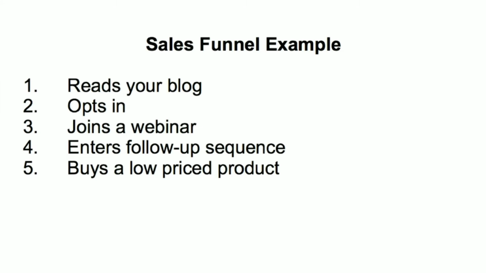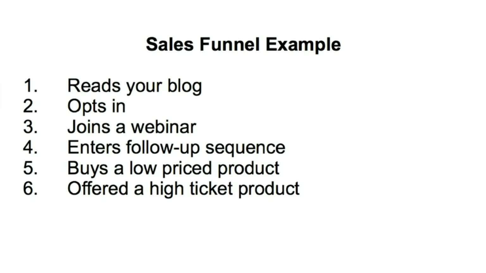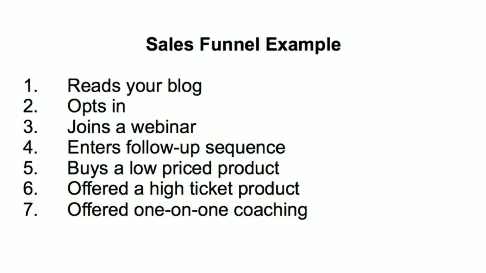Next, your customer could buy a low-priced product of yours, and this will introduce them and qualify them as a paying customer. Once they're qualified as a paying customer, you could offer them a higher ticket product. This could range anywhere from $500 all the way up to $20,000, $30,000. The end of your funnel could be one-on-one coaching. Getting leads is one side of the equation, but then converting them into paying customers, and then converting them to higher ticket products is another thing.